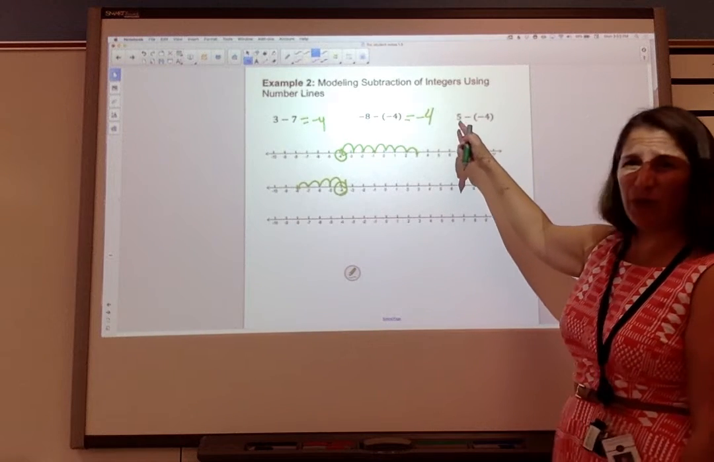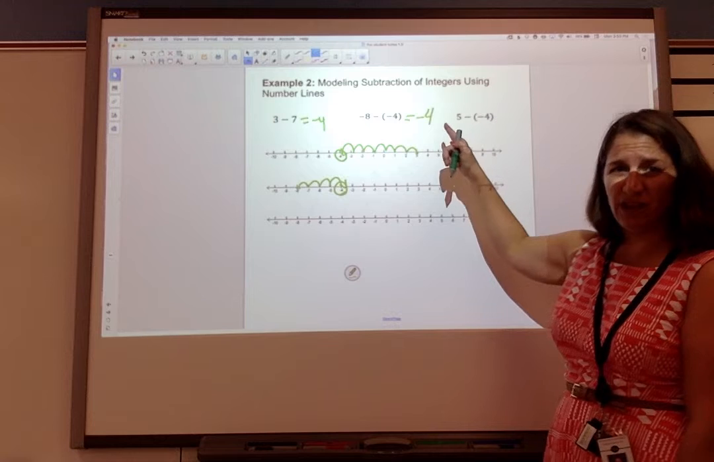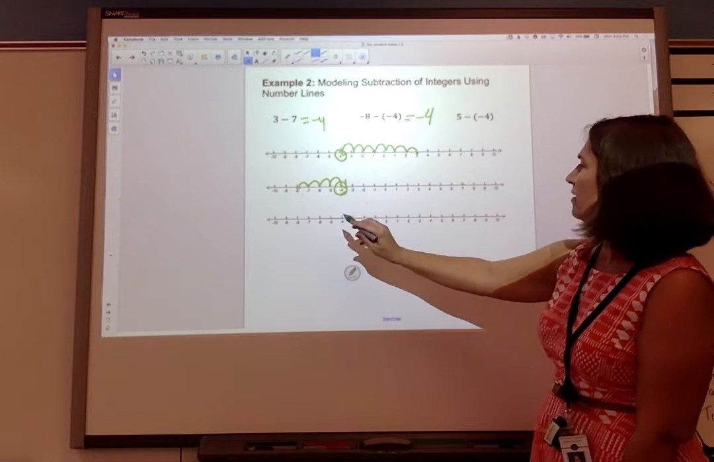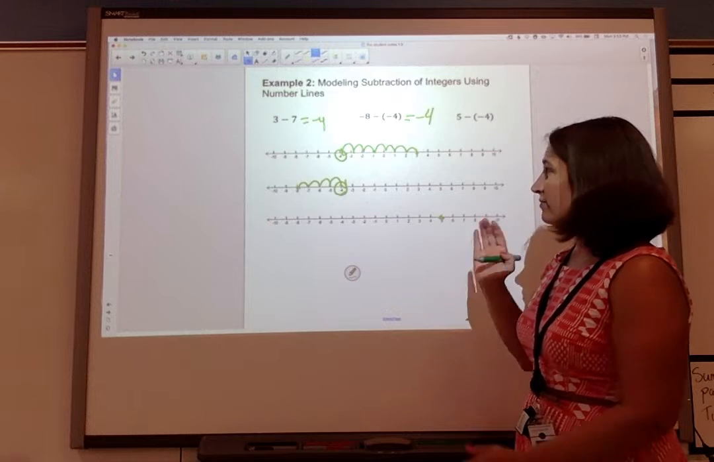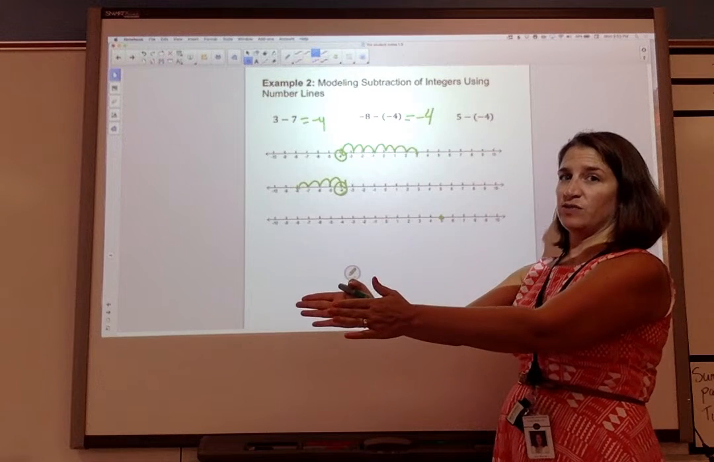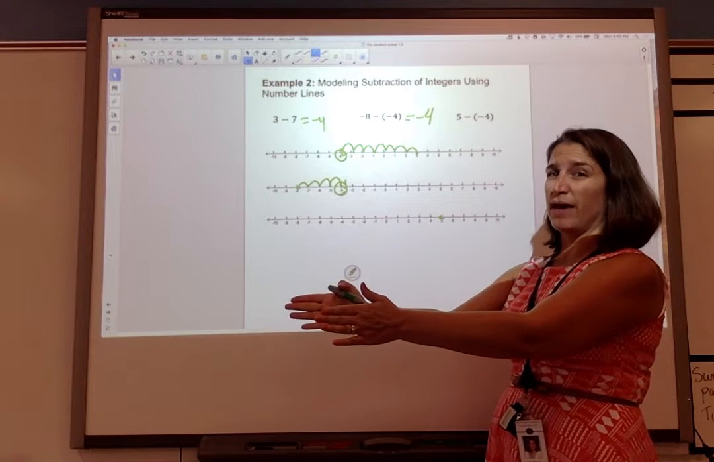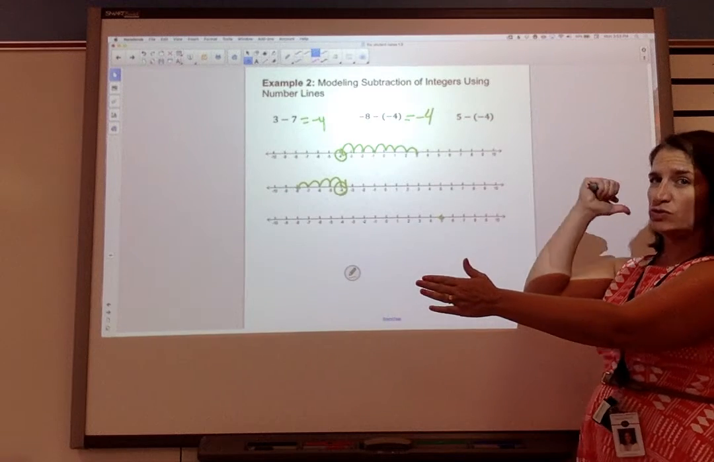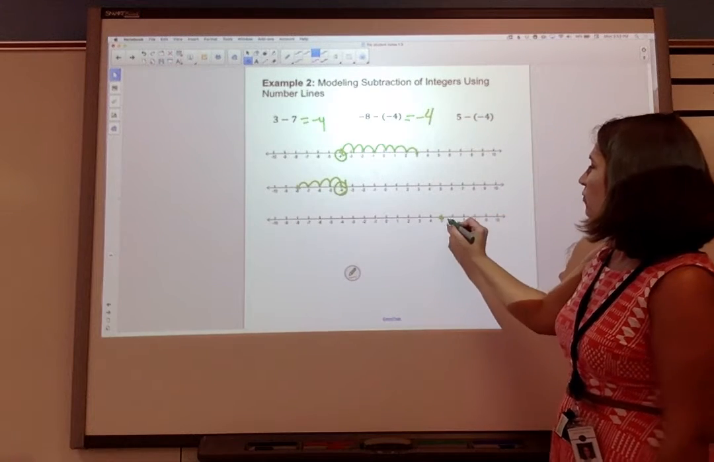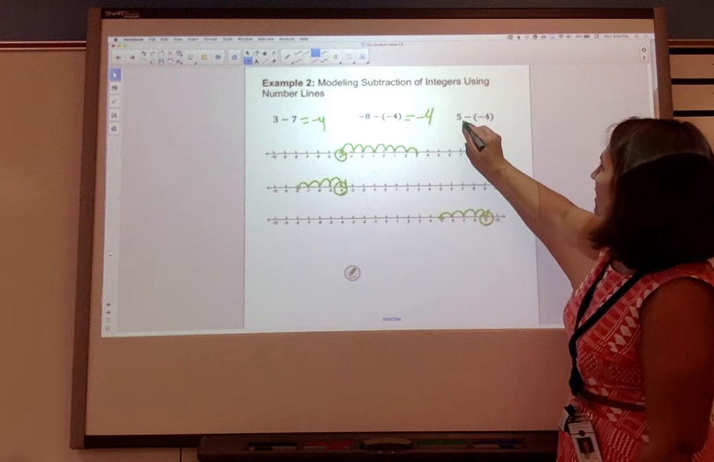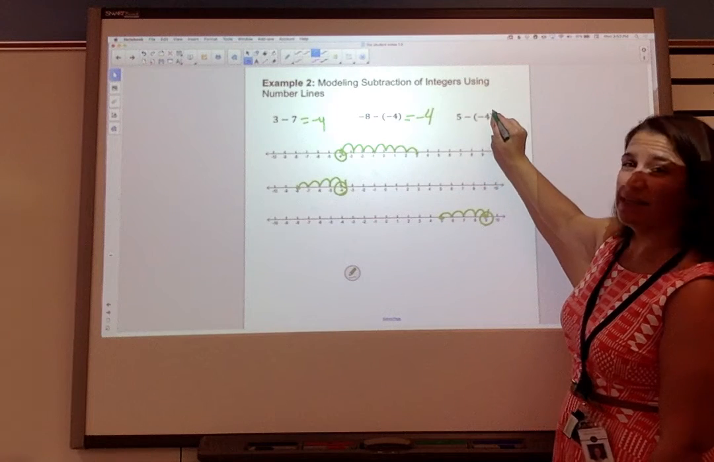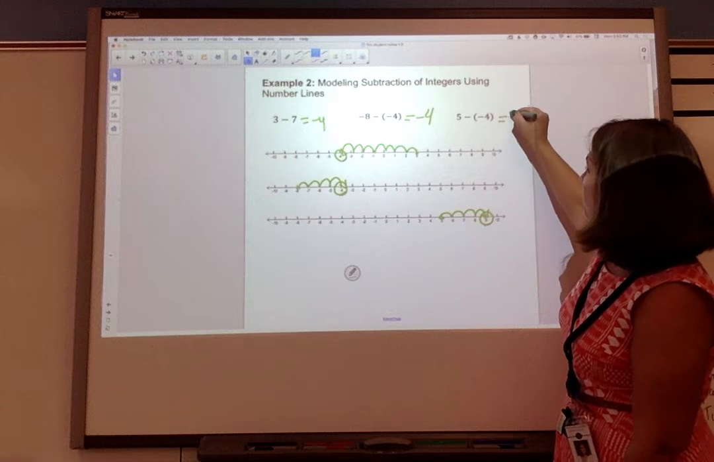Here I have another one where I'm subtracting a negative. So let's try that walking backwards thing again. This time I'm going to start at positive 5. I'm going to face towards the negative, but I'm going to walk backwards. I'm going to the right 1, 2, 3, 4 places. So positive 5 minus negative 4 is 9.